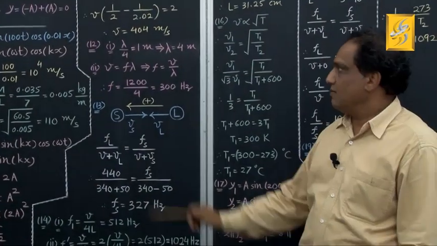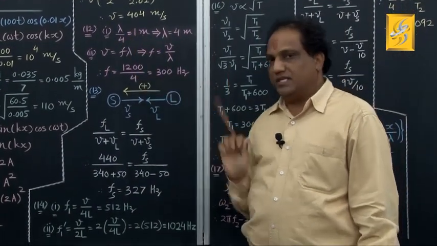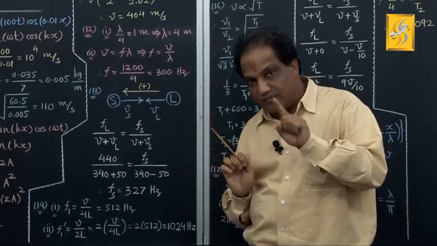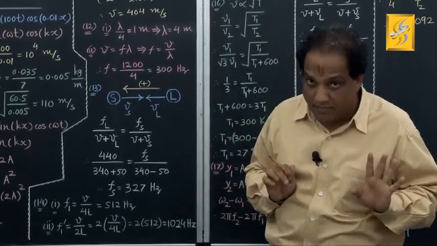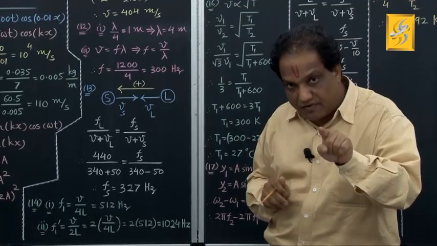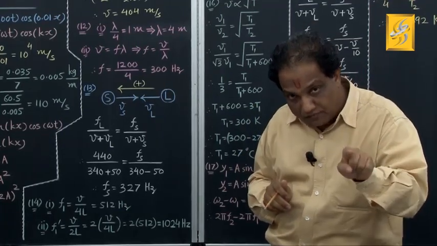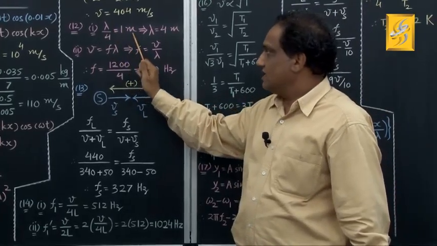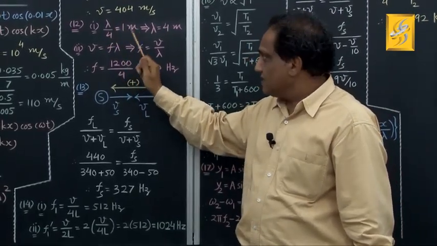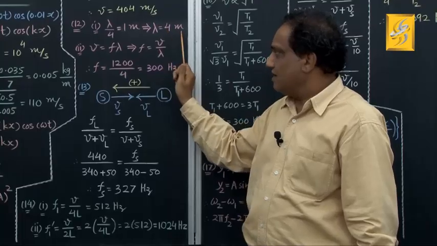Read it? Come on. We are given in the statement the distance between consecutive node and antinode. Remembered from theory? The distance between two consecutive node and antinode was lambda by 4, and that distance they have given as 1 meter. Transfer this, so lambda will be 4 meter.